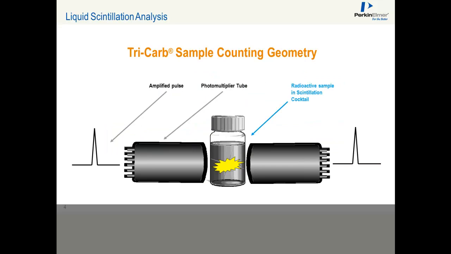By placing a vial containing a radionuclide and scintillation cocktail into the instrument's detector, the scintillation counter can measure photon intensity. Paired photosensitive devices called photomultiplier tubes amplify the light emitted from the sample and convert the light to pulses of electrical energy. These pulses are sent to analog-to-digital conversion circuitry for validation.